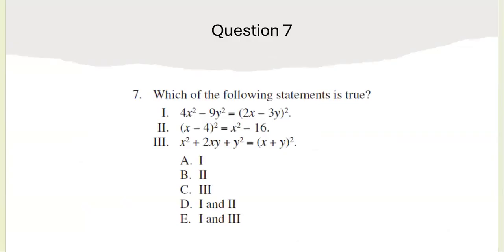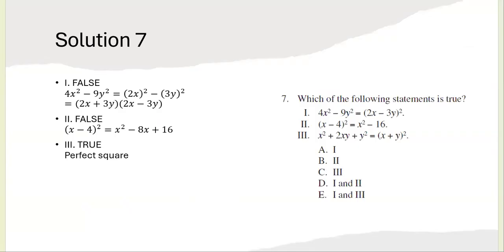Which of the following statements is true? Question 7. Okay, so it should be 3 only. This is the difference of two squares, so it should factor like that: 2x plus 3y, 2x minus 3y. This is a perfect square, so it should be x squared minus 8x plus 16. We hopefully know these perfect square expansions well. Okay, and this one is factored correctly as the perfect square x plus y quantity squared.